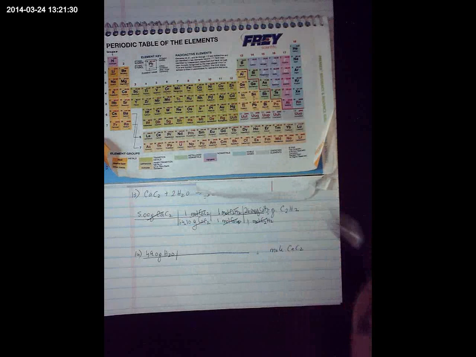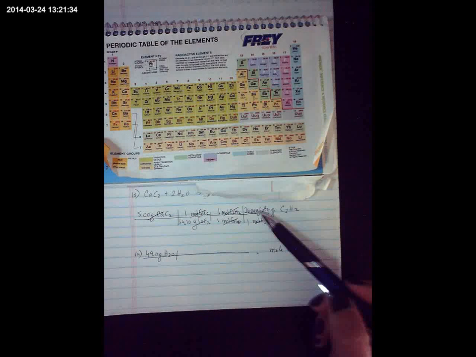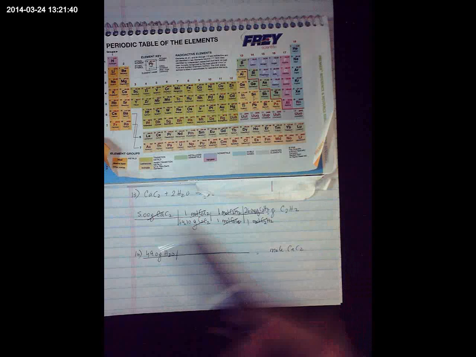So what am I going to do with my calculator now? I'm going to do 5 times 26.04 divided by 64.10, and I'm going to round my answer to the same number of significant figures as my given.